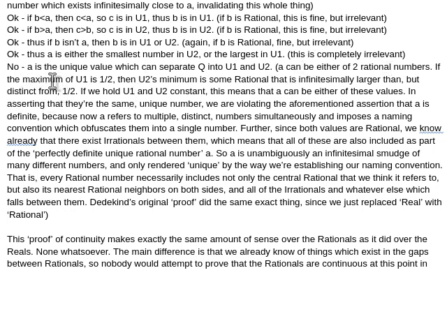Now here's the crux of the thing. So A is the unique value which can separate Q, the irrationals, into U1 and U2. No. So A can be either of two rational numbers. If the maximum of U1 is a half, for instance, then U2's minimum is some rational that is infinitesimally larger than, but distinct from, 1/2. If we hold U1 and U2 constant, given this constraint here, this means that A can be either of these values. It can be 1/2, or it can be infinitesimally larger than 1/2.